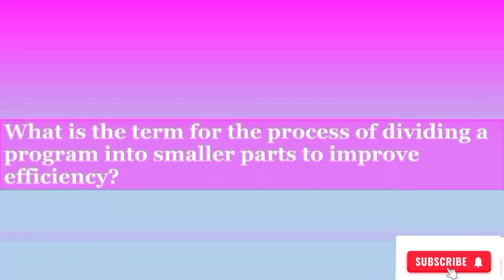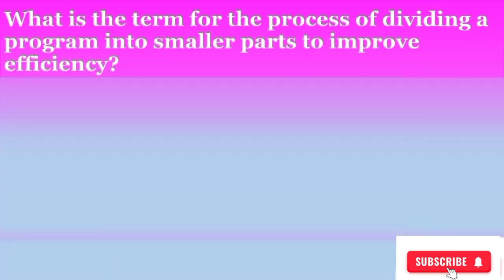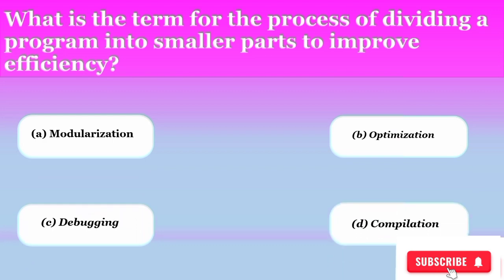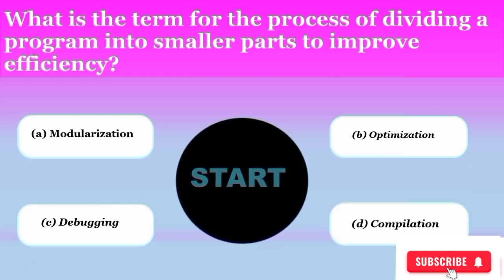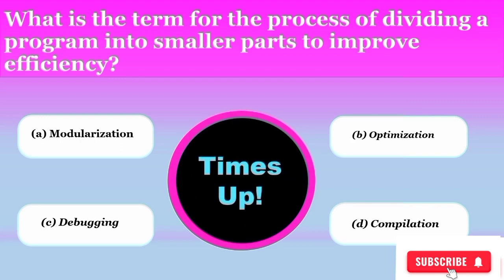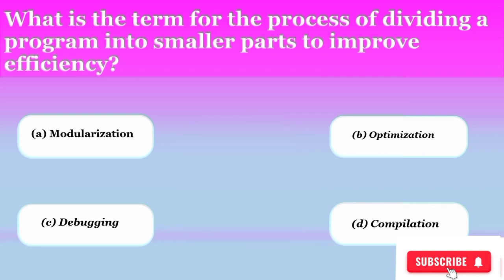What is the term for the process of dividing a program into smaller parts to improve efficiency? A. Modularization. B. Optimization. C. Debugging. D. Compilation. The correct option is option A, modularization.